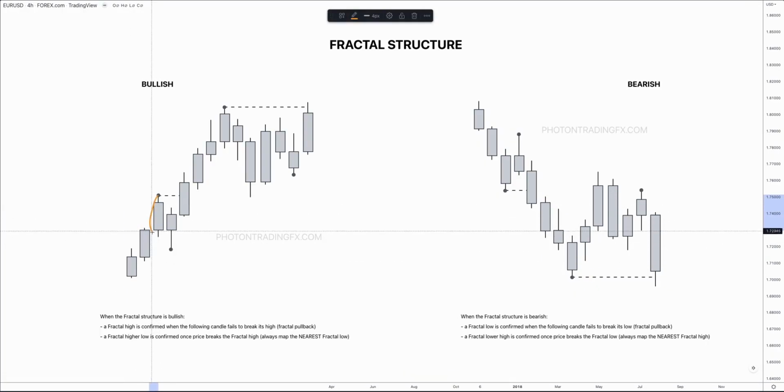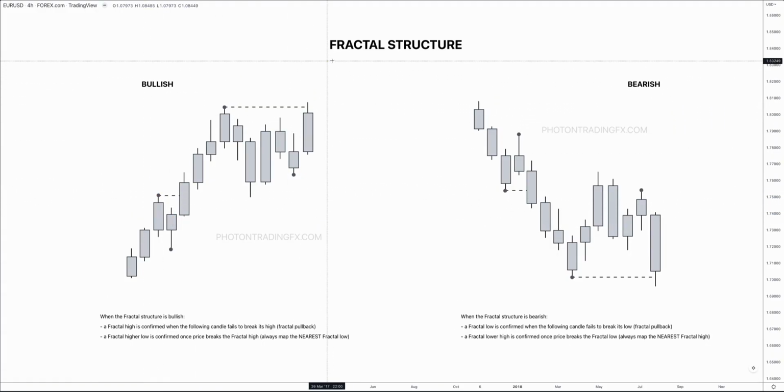Okay, we get to this candle here. Does the next candle break this candle's high? No. Hopefully we can see, right? This high here fails to break this candle's high here. So what that means is we have now had what we call a fractal pullback, okay? Because this candle here has failed to break the previous candle's high.